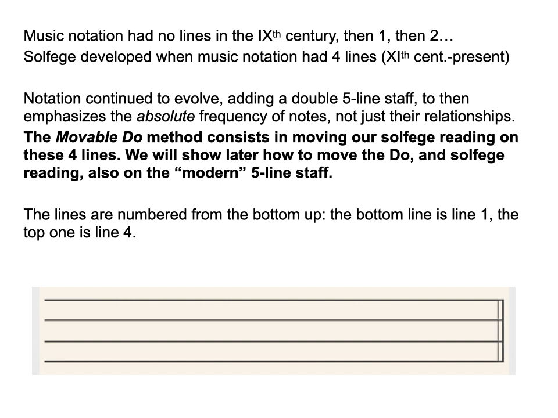So we're going to go back to the 4-line method, which was really for singers, and that movable do consists in moving our solfège reading on the 4 lines. We will show later how to move the do and the solfège reading that goes with the do, but also we will be able to read on the 5-line staff. But let's start with 4 lines. The lines are numbered from the bottom up. So the bottom line is line 1 and the top line is line 4.